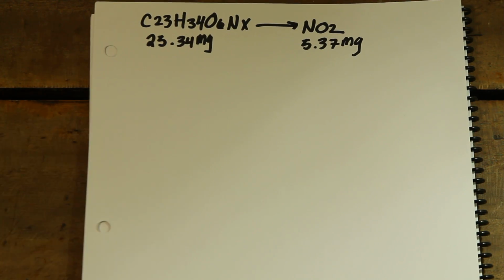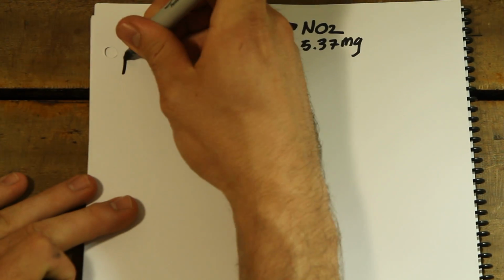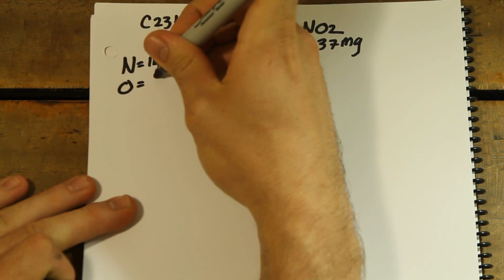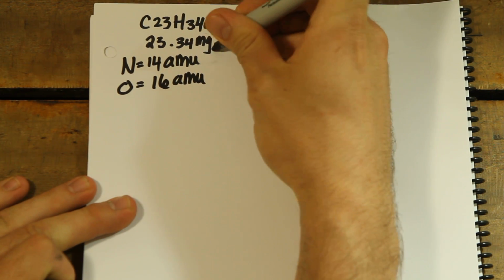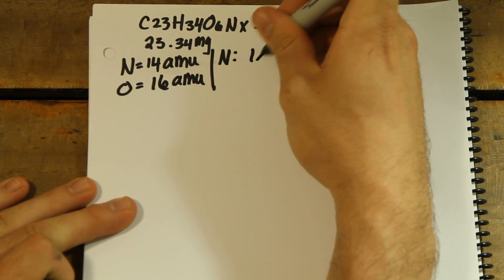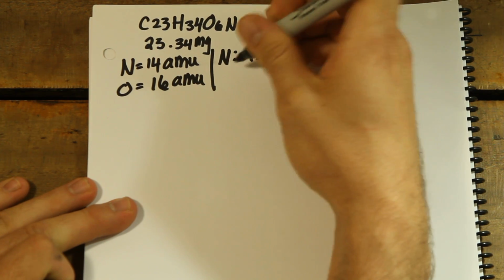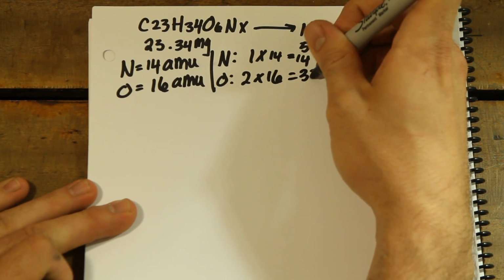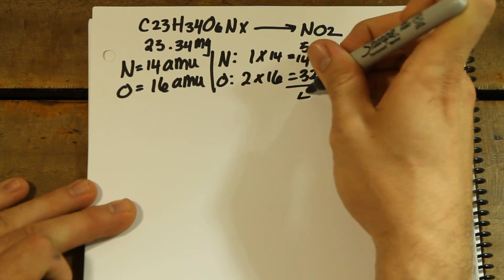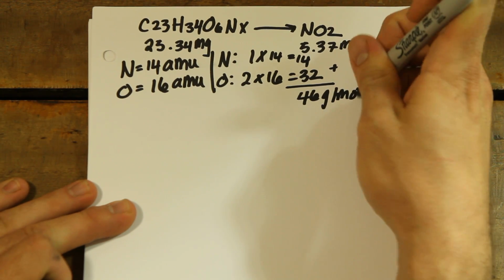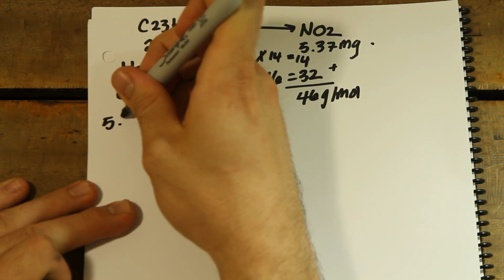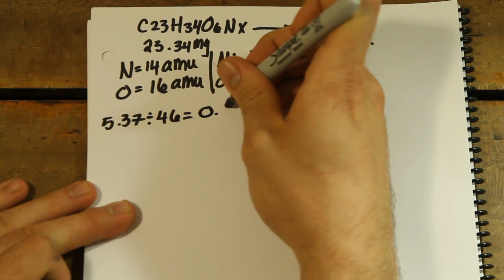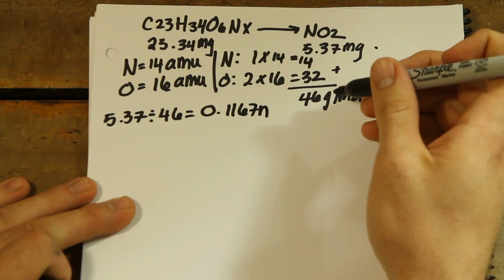To start, we will need to find out how many grams of nitrogen is present in the initial molecule. We obtain this answer by first calculating the molar mass of NO2. From the periodic table, we see the atomic mass of nitrogen is about 14 AMU, while oxygen is about 16, giving a molar weight of 46 grams per mole. The weight of NO2 is given as 5.37 milligrams, which we will divide by the molar weight to get 0.1167 moles.